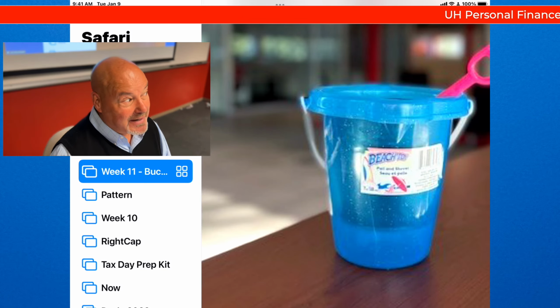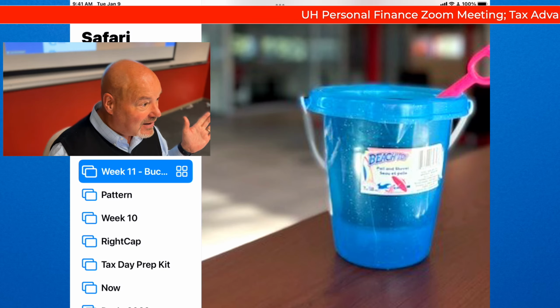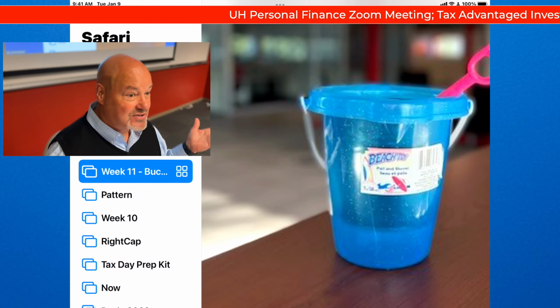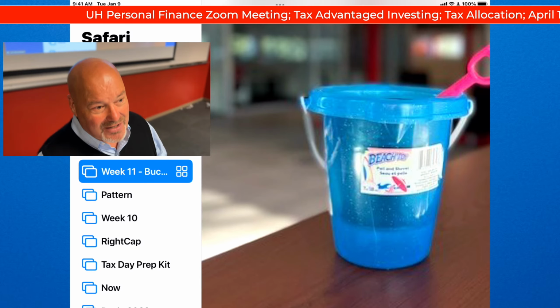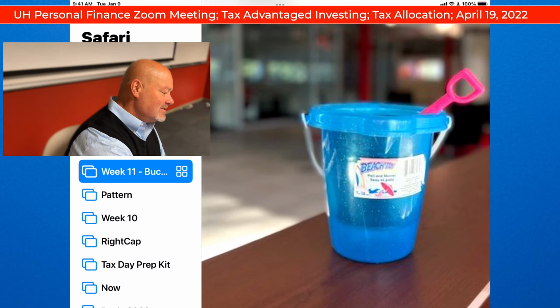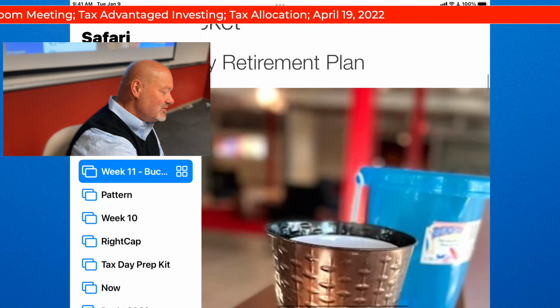Again, every one of these buckets is a type of account. So the first type of account I want you to understand is a taxable account. And the reason it's taxable is that it's not tax qualified. Okay? So that's the first one. And then I already talked about the shovel.